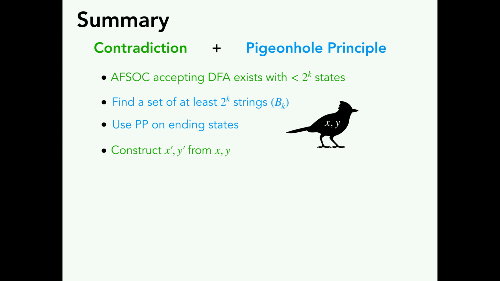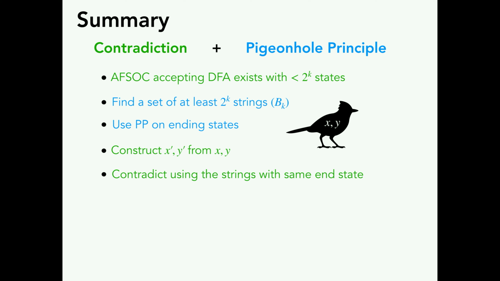Then we constructed these strings x prime and y prime from x and y. X prime and y prime are simply x with i zeros appended to it and y with i zeros appended to it, where i is the first index where they have a different character. The purpose of constructing x prime and y prime is that this differing character occurs exactly k characters from the right of their endpoints. Finally, we are able to complete the contradiction argument as x prime and y prime have the same ending state, but the character k characters from the right of them is different.